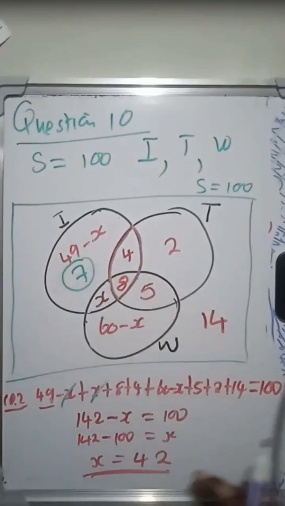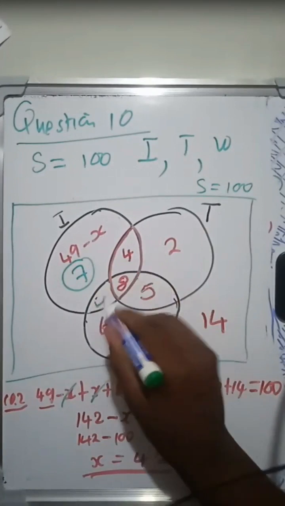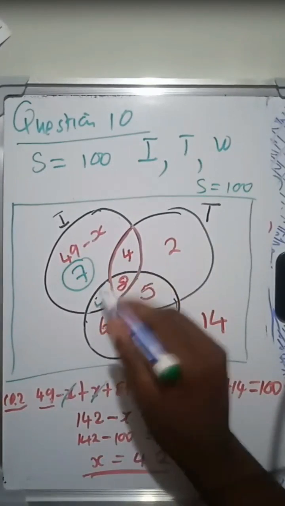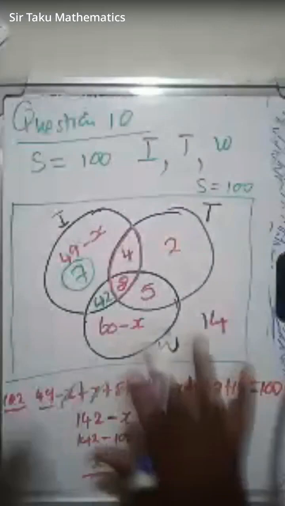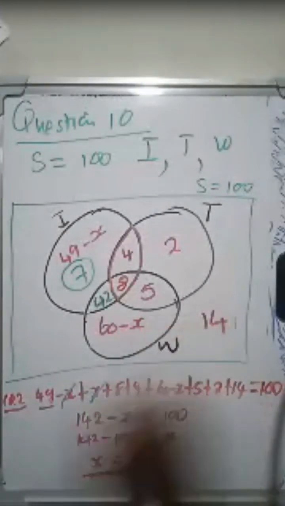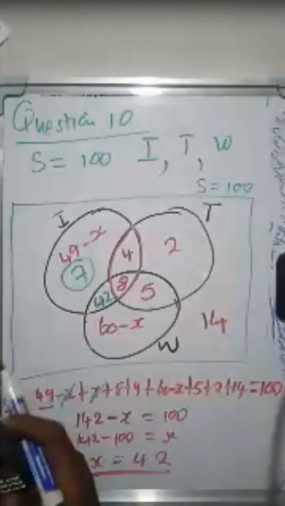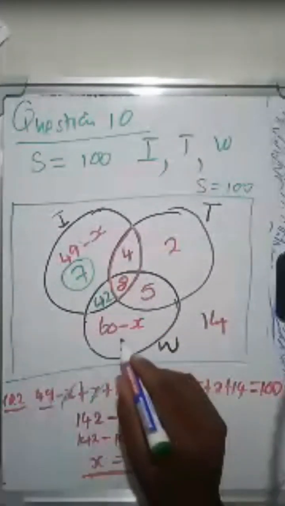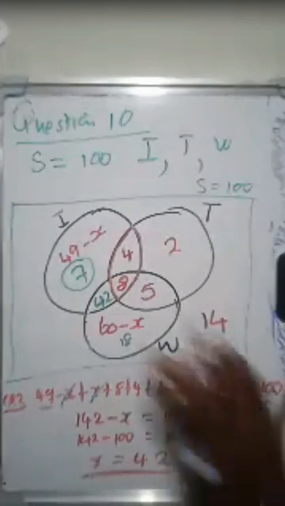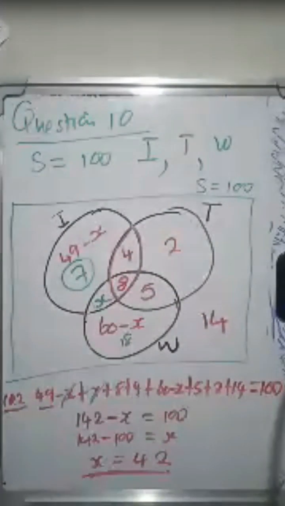Right? Then 60, this one now, it's what? It's 42. But you don't have to change on the original. I'm now just changing it because I want to use it. We are going to use it. 60 minus 42 is equals to 18. Okay? So here it's still x, but we know that it's 42. Okay? Right?